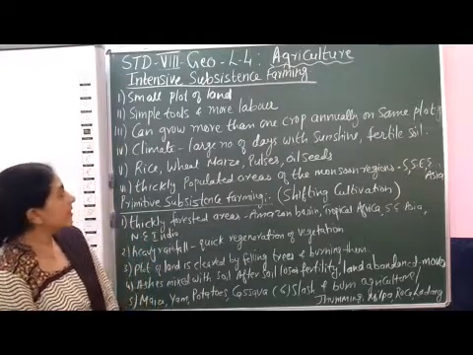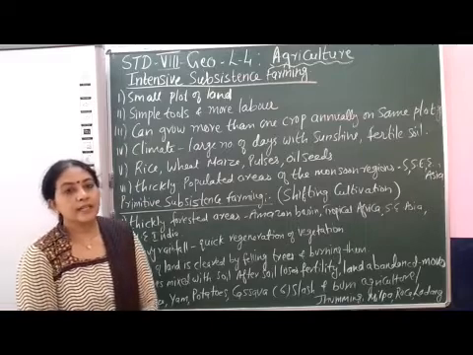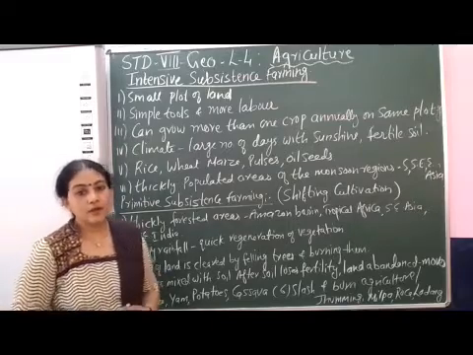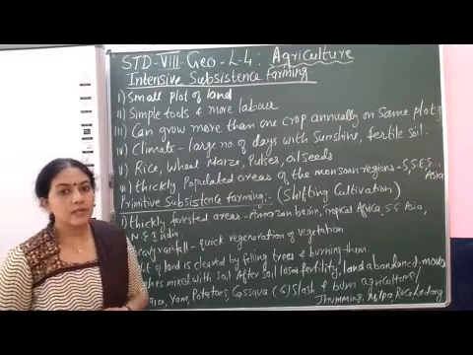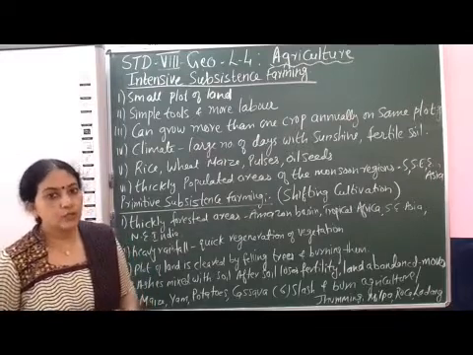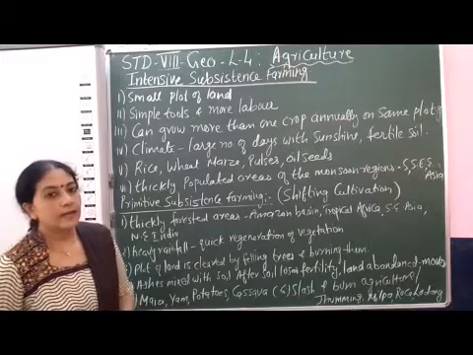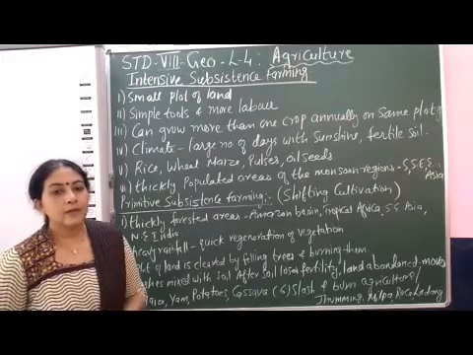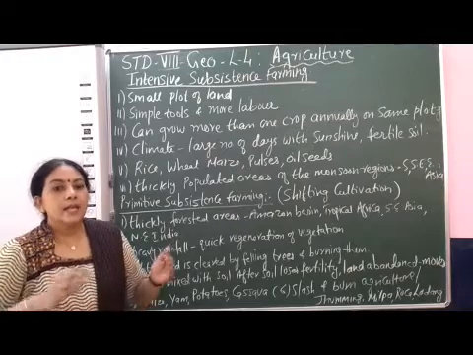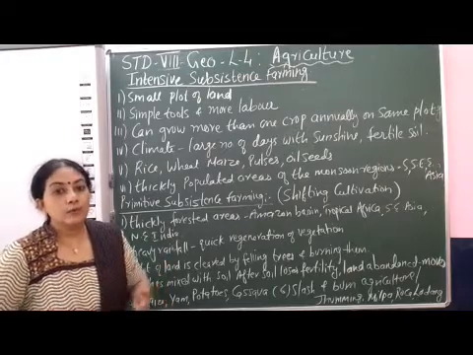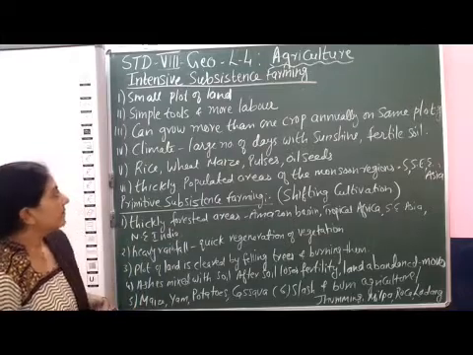Intensive subsistence farming is specially done in a small piece of land or small plot of land, and very simple tools are used, highly mechanized tools are not used, and more labor is required because the agriculture is done intensively. Intensively means in a small piece of land more and more crops are grown.